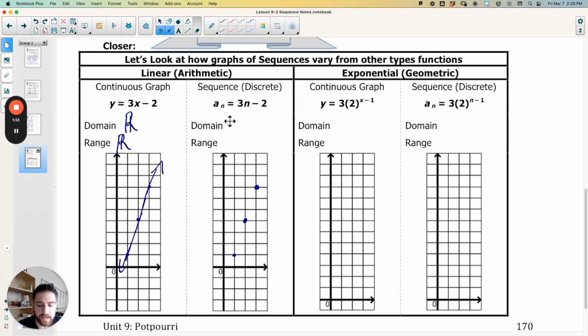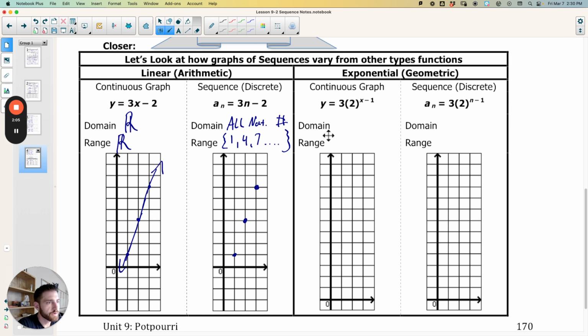And now your domain changes to all the natural numbers, okay? So that means 1, 2, 3, 4, 5. We're not counting the values in between because we're just plotting the points. And your range changes to whatever your outputs are. So we have 1, 4, 7, forever to infinity. Okay? So let's do that with a geometric function now.